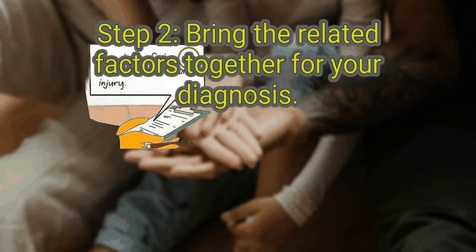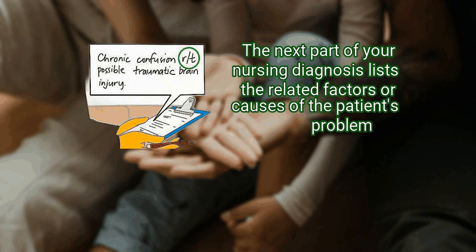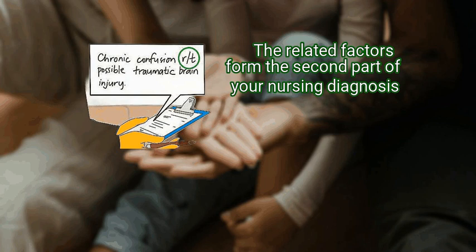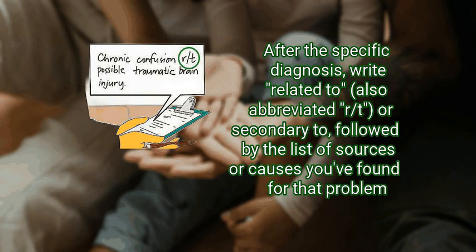Step 2. Bring the related factors together for your diagnosis. The next part of your nursing diagnosis lists the related factors or causes of the patient's problem. Look up the standardized terms for these factors in your textbooks, if you don't already know them. The related factors form the second part of your nursing diagnosis. After the specific diagnosis, write, related to, also abbreviated, RT, or secondary to, followed by the list of sources or causes you've found for that problem.